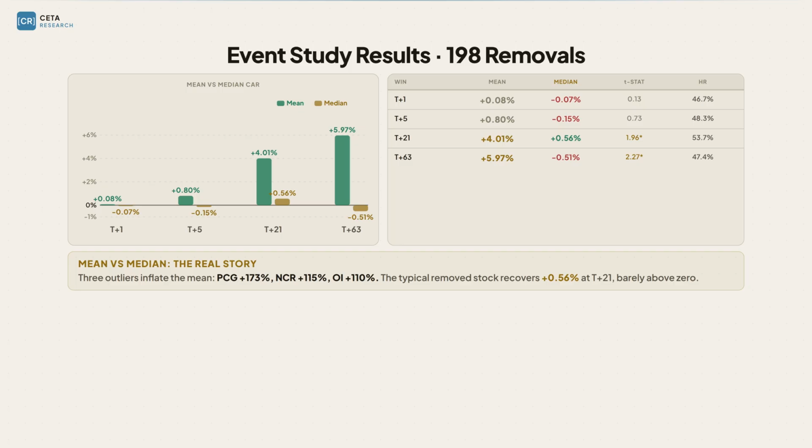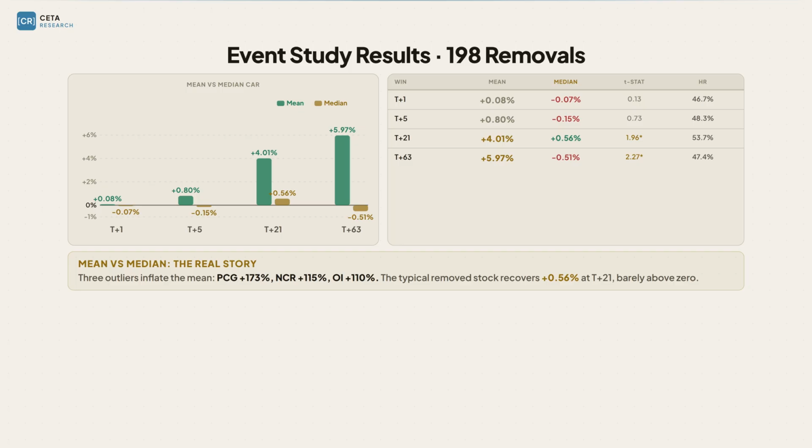SOV gained 591% after Santander announced an acquisition. PCG bat 173% during PG&E's bankruptcy recovery. NCR rose 115% around the Atleos spin-off, and OIA jumped 110%. These aren't index reconstitution effects.